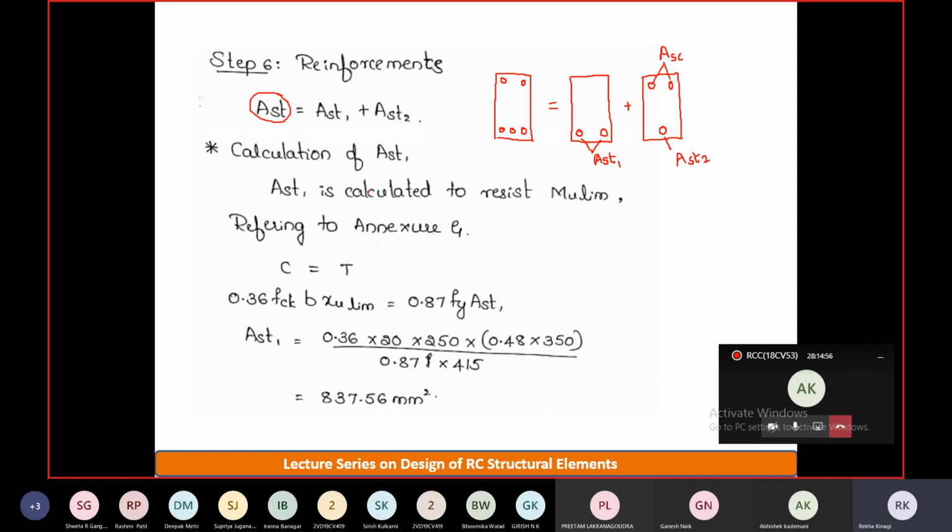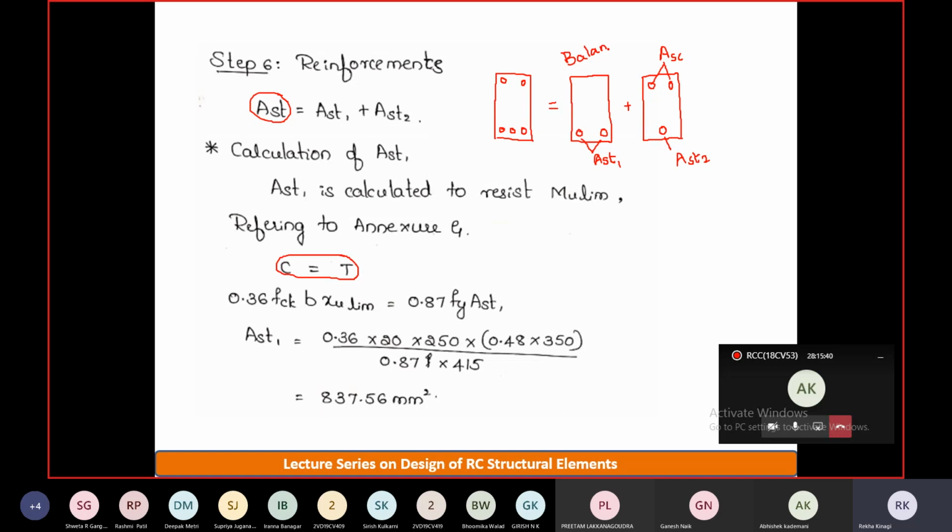So first let's calculate the value of Ast1. In order to calculate the value of Ast1, referring to Annexure G, that is the depth of neutral axis equation, which is obtained from the relation C is equal to T, that is compressive force is equal to tensile force. Let's equate both the equations. And remember, this section is referred to as a balanced section.